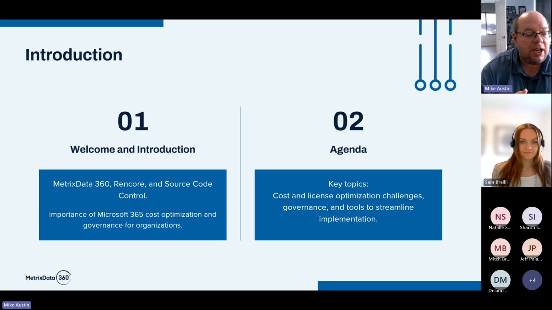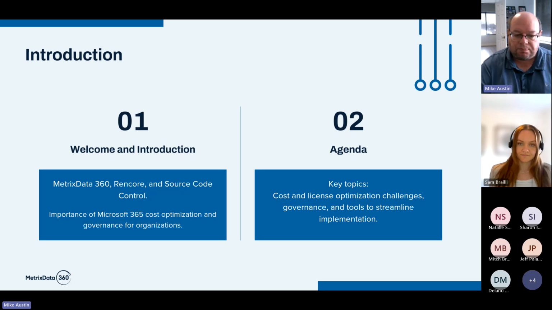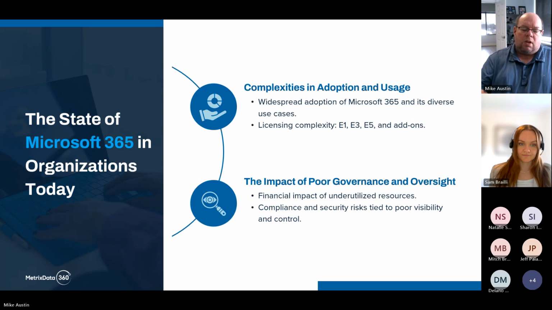And governance and the ability to do these things is really one of the key things, because one of the biggest issues people say is they just don't have the time and or resources to actually implement the changes that we find. And so we're going to talk a little bit about what we see from a cost and license optimization perspective. And then I'm going to turn over to Sam, who's going to discuss governance and how you can use Rencore to streamline some of the implementation of some of those opportunities that we see when it comes to Microsoft 365.